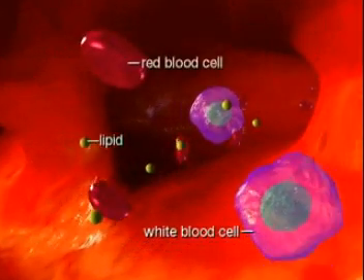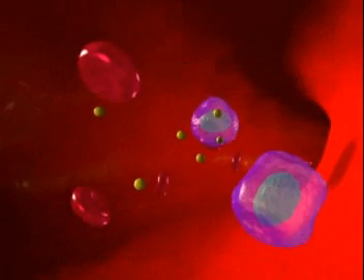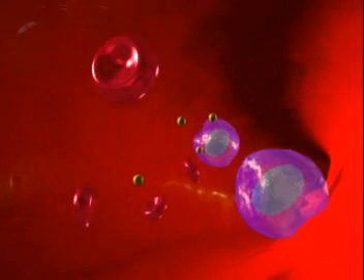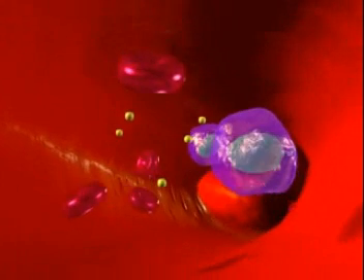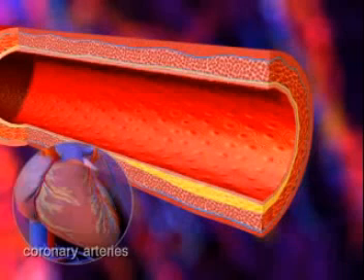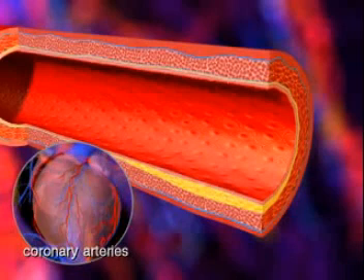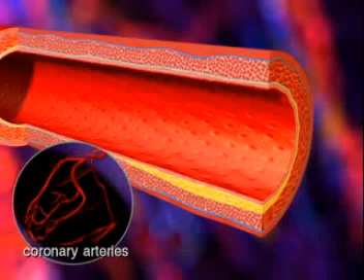Inside a healthy artery, red blood cells and other substances can flow freely to the heart. The walls of the artery are smooth and uniform in thickness. Over time, however, fatty deposits called plaque can build up within the artery walls. Plaque may harden and cause the artery to become narrow, a process called atherosclerosis. When atherosclerosis occurs in the coronary arteries, the condition is called coronary artery disease, or CAD.